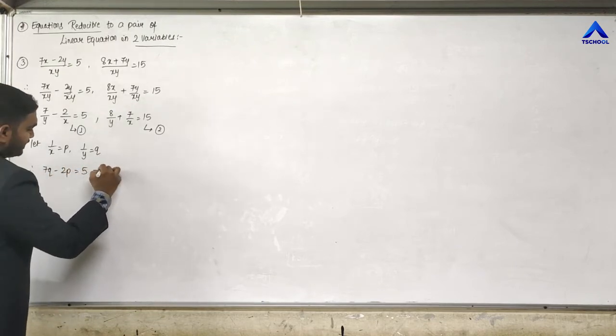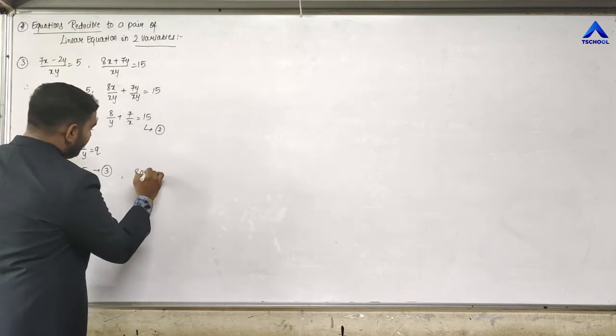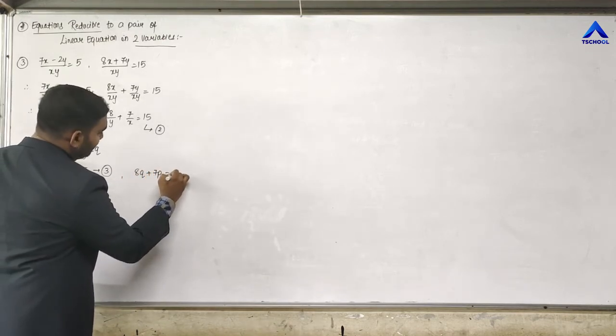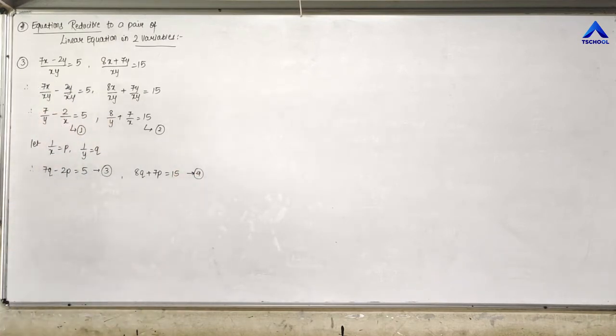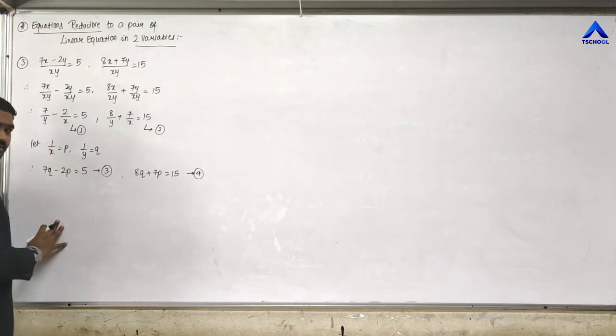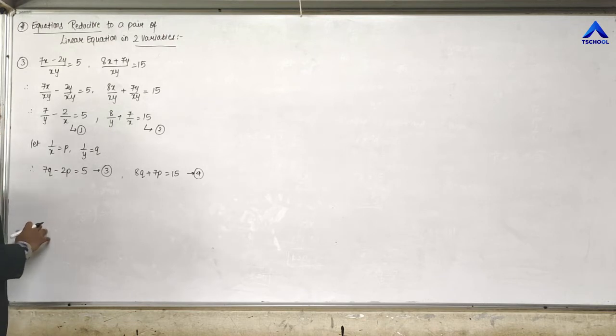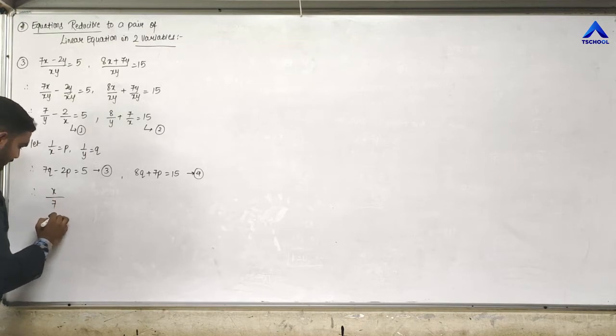Let us write down, this is equation number 3, and 8q plus 7p is equal to 15. This is equation number 4. So again, let us try to solve it by the elimination method. You can also solve it by the cross multiplication method. Okay, let us solve it by cross multiplication method. Therefore x upon 7, 8.